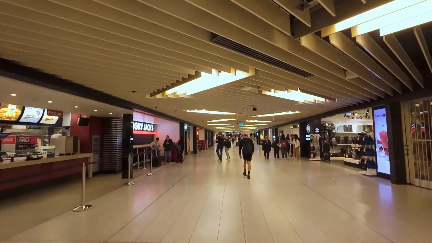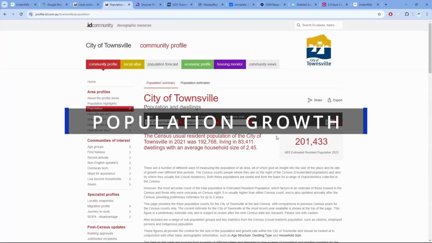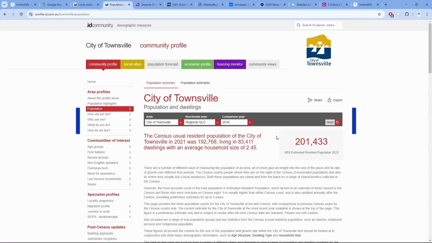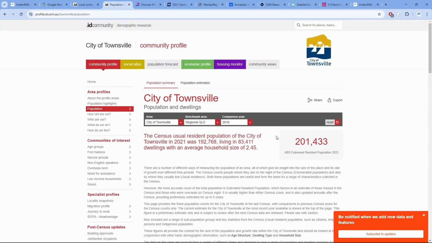As you can see on screen here, the next metric that I want to deep dive into is population growth. Now people have a lot of opinions about population growth, and I think population growth is an important metric to consider. Now it's not the be all end all. However, it's a factor that you must consider when investing into property.